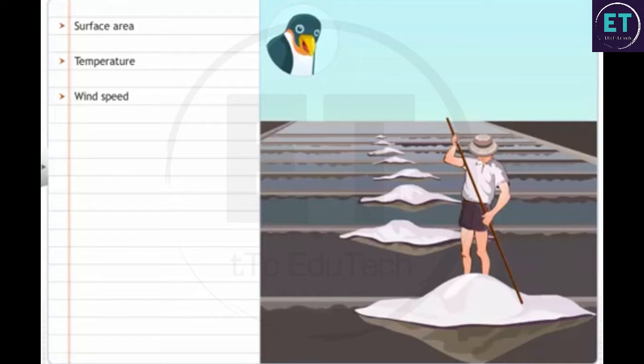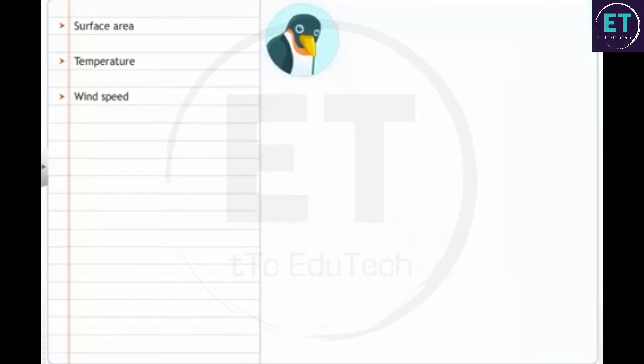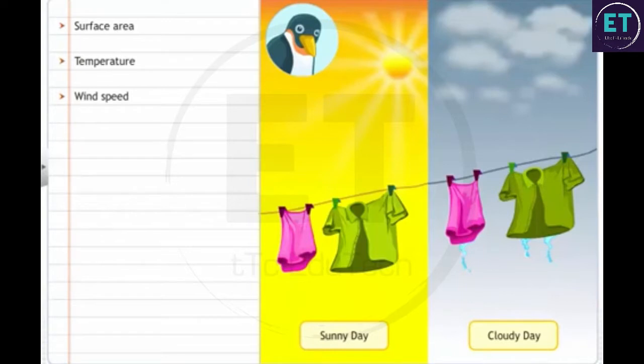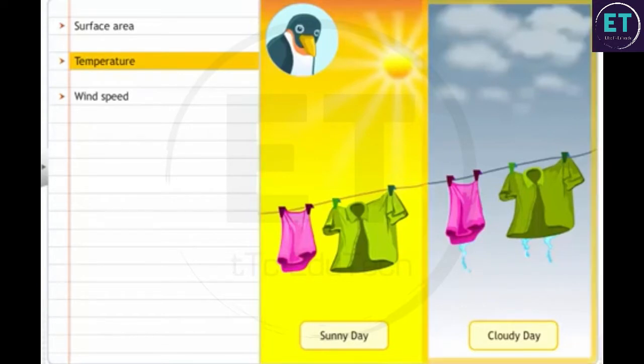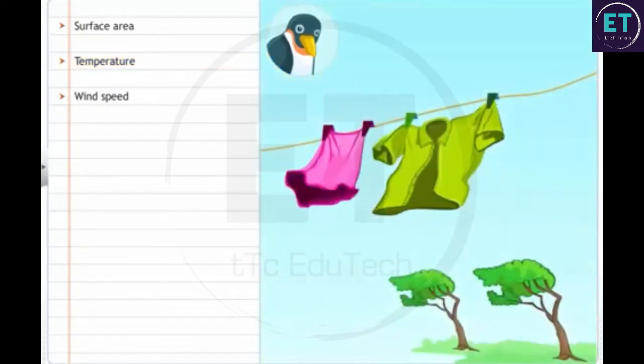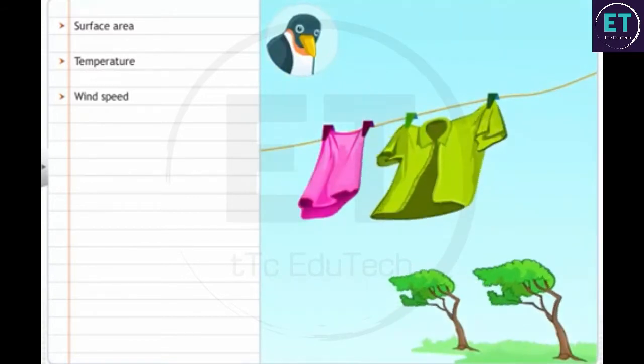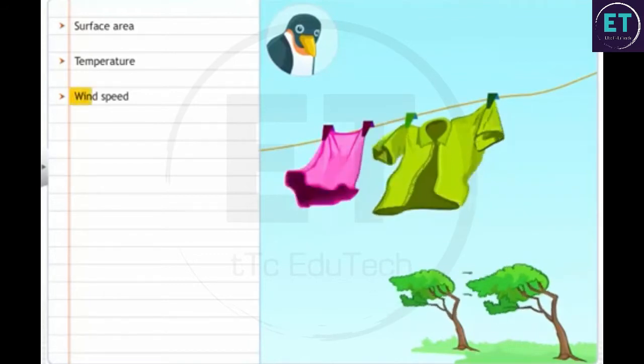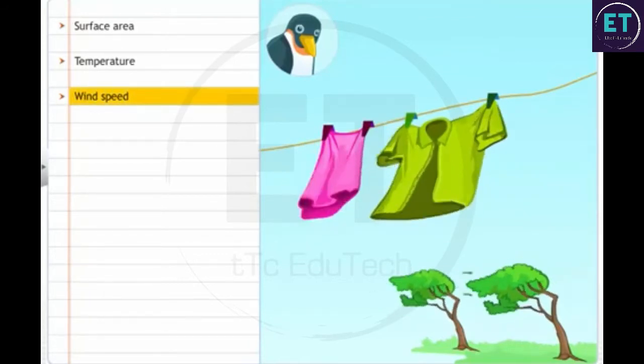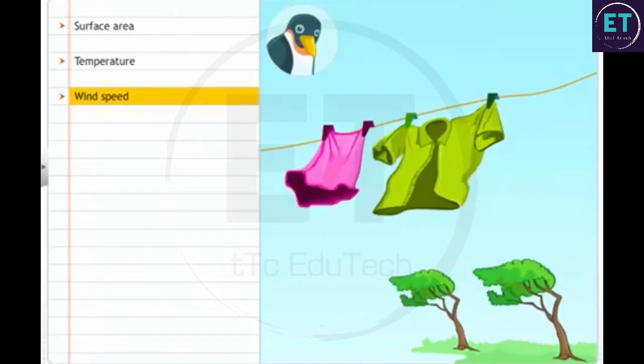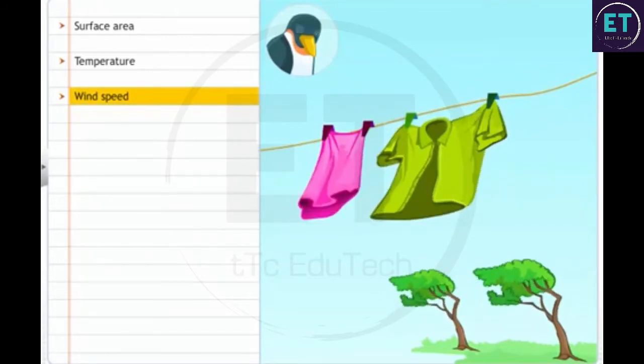What else does the rate of evaporation depend on? Well, evaporation also depends on the temperature of the surroundings. You know that the clothes dry faster on a sunny day than on a cloudy day. Thus, evaporation is faster at higher temperatures. You're probably thinking that clothes also dry quicker on a windy day. You're right. This is because of the speed of wind. The particles of water move quickly, reducing the amount of water vapor in the surroundings.